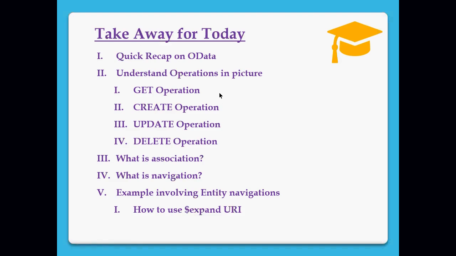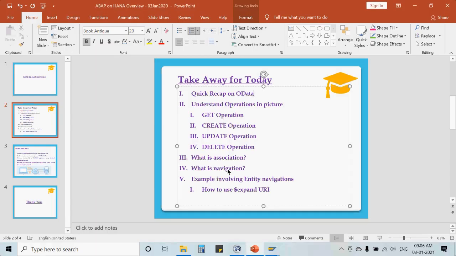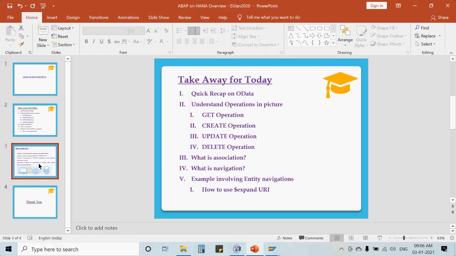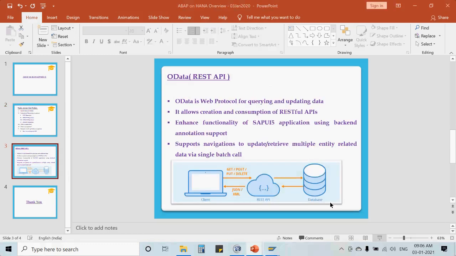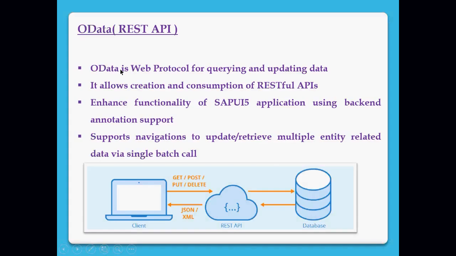Then if we are still left with time in this session, we would be considering the association and navigation part and the expand URI. And if not, we would be considering the same in the next session. So let's just jump into the system and have a quick recap of what we studied earlier. So yeah, this is what we had discussed in the last session.